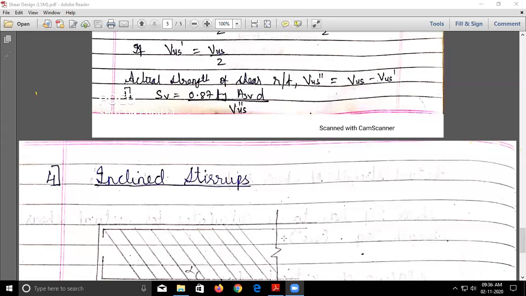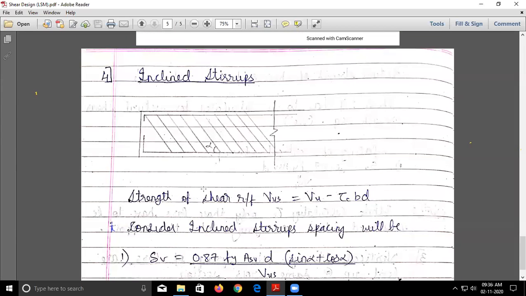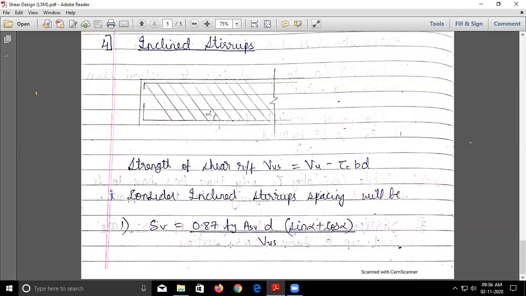And the last condition is inclined stirrups. Inclined stirrups are provided like this throughout the section of the beam. So in this, the strength of the shear reinforcement again will be Vu minus tau c bd, and the spacing for this will be 0.87 fy into Asv into d into sin alpha plus cos alpha upon Vus. Asv is the area of the stirrups which we are providing. So this was the basic theory of shear reinforcement as far as the limit state method is concerned. I hope this is clear to everyone.